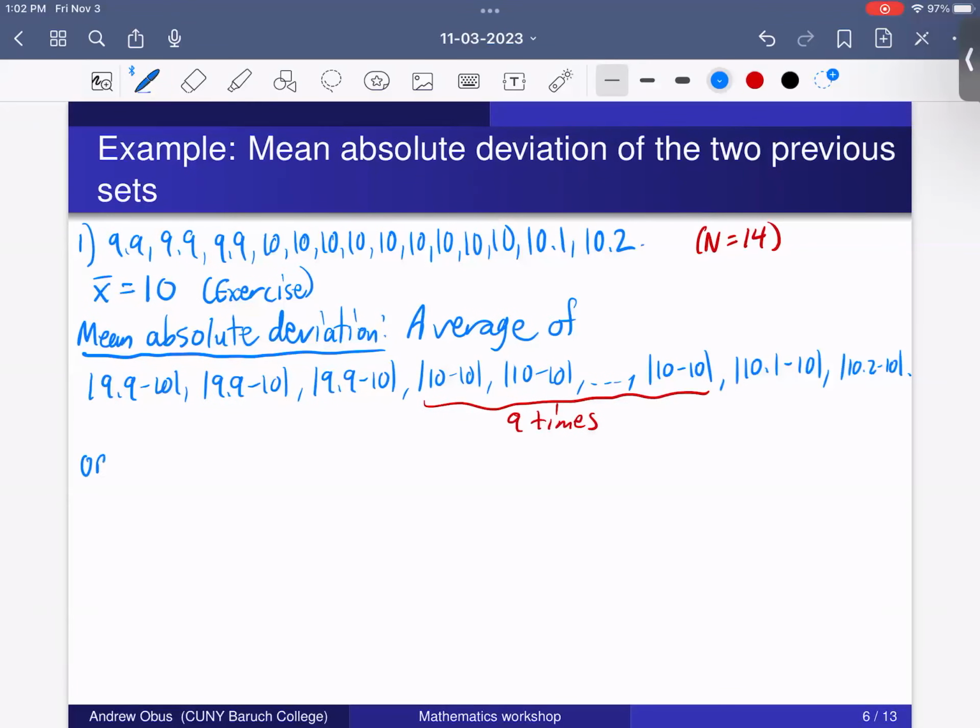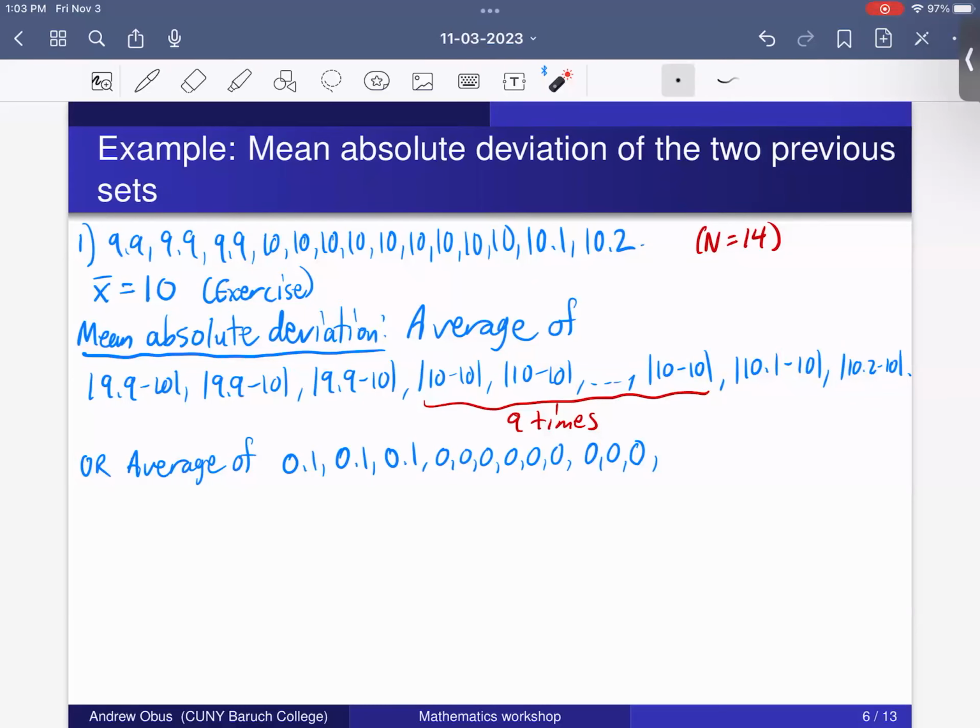And so now we can figure this out. So this is the average of, well, here, this is 9.9 minus 10. That's negative 0.1, but it's absolute value. So we just get 0.1. And then that's going to happen 3 times. So 0.1, 0.1, 0.1. Then 9 times we just get a 0 here, right? So 0, 0, 0, 0, 0, 0, 0, 0, 0. And then here we have 10.1 minus 10 and 10.2 minus 10, right? So we get 0.1 and then 0.2.